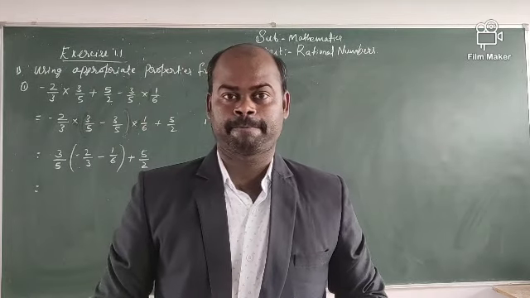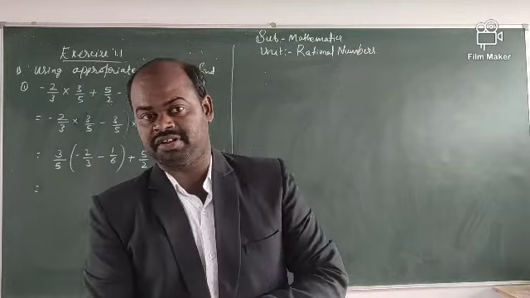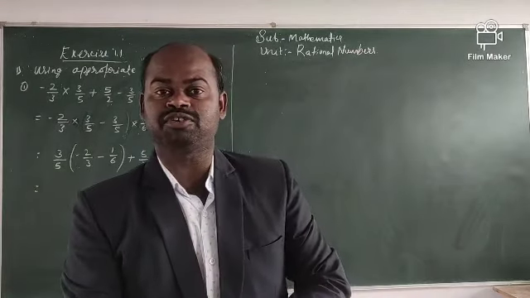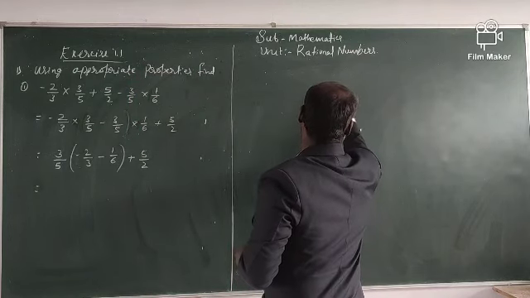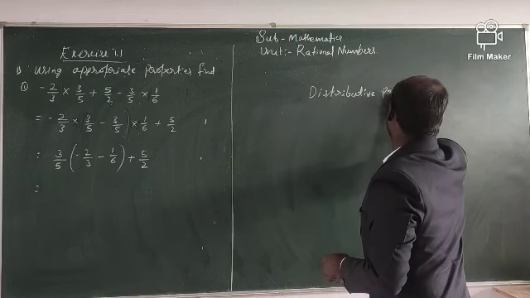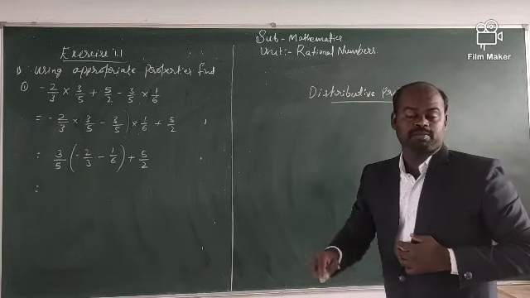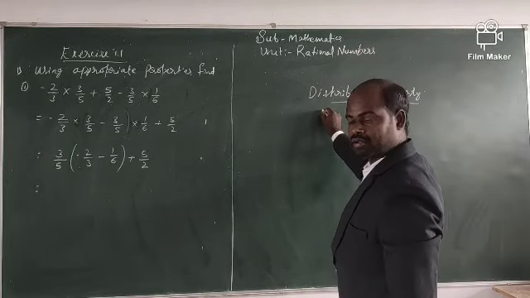Class, children. Last class we studied properties of rational numbers. Today we are going to learn one more property, that is distributive property. What is distributive property? Distributive property of multiplication over addition.